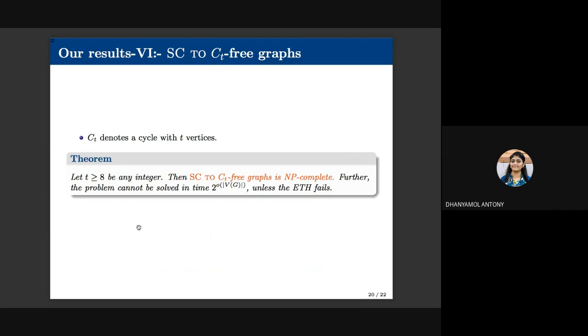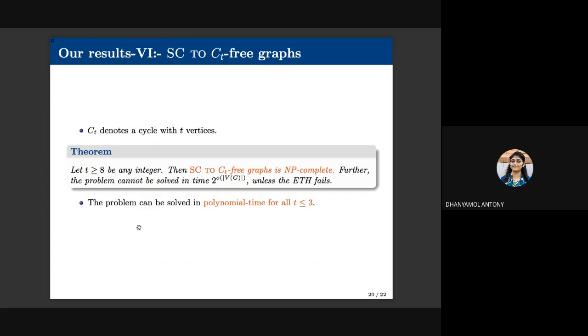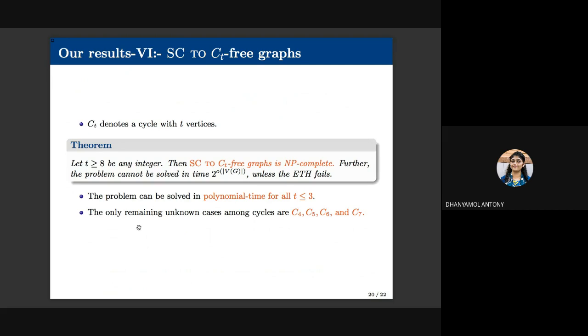Now move to our last result, SC2 Ct-free graphs. Here we have this theorem: let t greater than or equal to 8 be any integer, then SC2 Ct-free graphs is NP-complete. Further, the problem cannot be solved in sub-exponential time unless the ETH fails. To prove this theorem, we used similar types of reductions to those we used for SC2 K1,t-free graphs. We also know that the problem can be solved in polynomial time for all t less than or equal to 3. Thus, the only remaining unknown cases are C4, C5, C6, and C7.